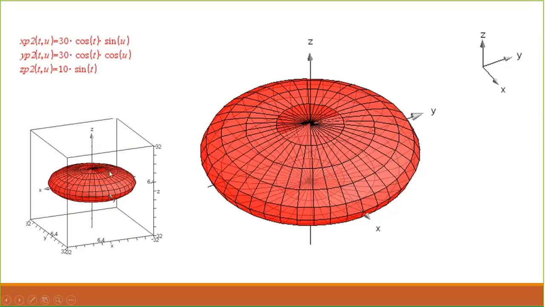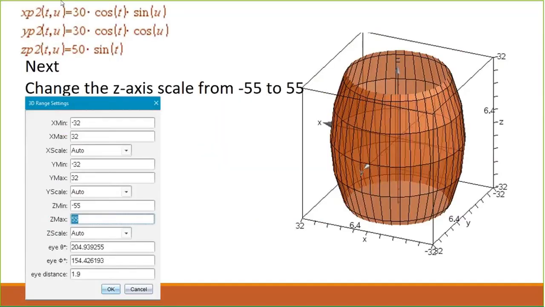Now, if you look at the next screen here, I have changed it to 50. So 30, 30, and 50, and I actually haven't intentionally adjusted the window size because I wanted a barrel this time. So here I've got a barrel. And if I want to see the complete shape, I've got this 3D range settings now.